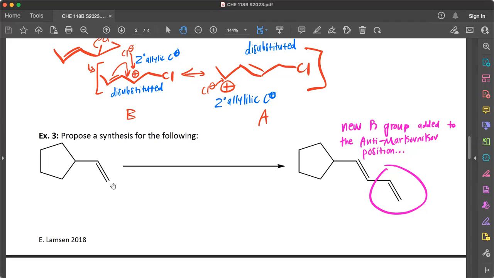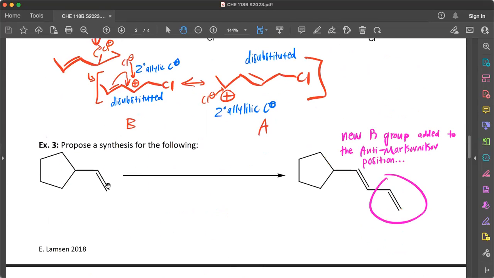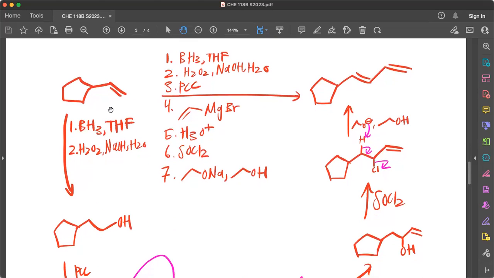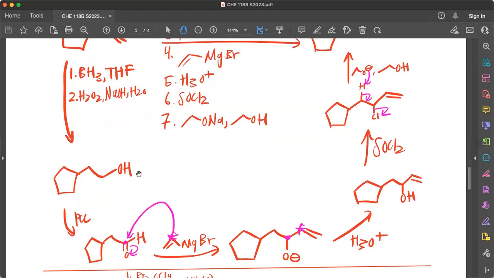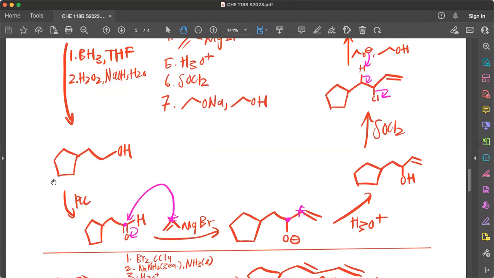So for the synthesis problem here, we could make this anti-Markovnikov position electrophilic or nucleophilic, and then add the new R group that way. So let's first look at the synthesis where we make that less substituted carbon electrophilic. So the first step would be to do hydroboration-oxidation, which is going to give us the anti-Markovnikov position of the alcohol. And then once we have a primary alcohol, we could oxidize that into an aldehyde using PCC.